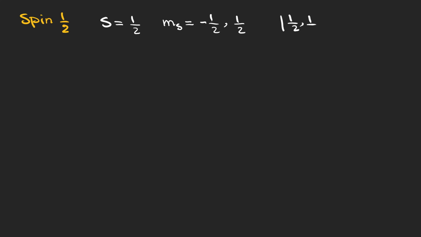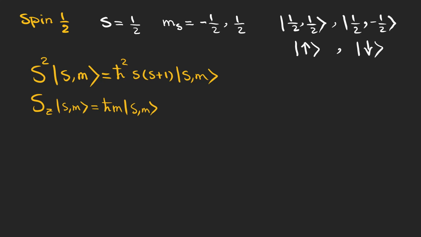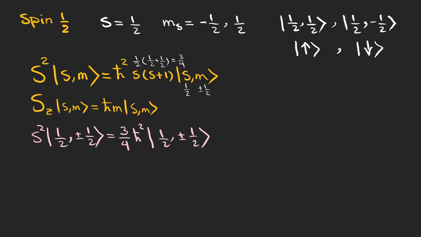So there are two possible states for a spin half system, which are also represented by up and down kets like this. Let's use these two relations to find the eigenvalues of S squared and Sz. This yields 3/4, s is half, and m is plus or minus half. So the eigenvalue relation for the total spin squared is 3/4 times h bar squared times the same kets. And the relation for the z component of spin is plus or minus h bar over 2.